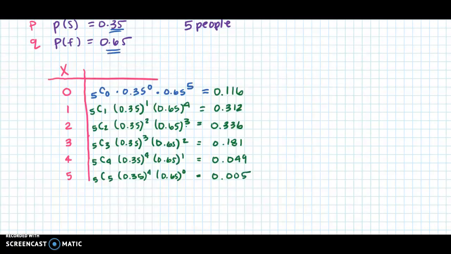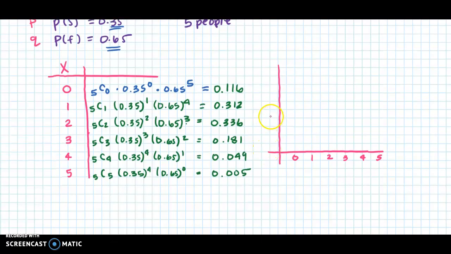So we have this, and then if we wanted to construct a table to kind of see how it was distributed, we can certainly do that. So you would have 0, 1, 2, 3, 4, 5. This is probably going to be more of a bar graph. And then all of these are less than 1. These do add up to be 0.999, which is close enough to 1.